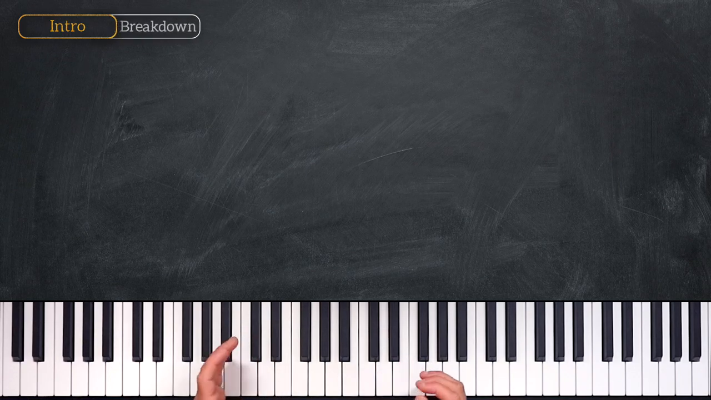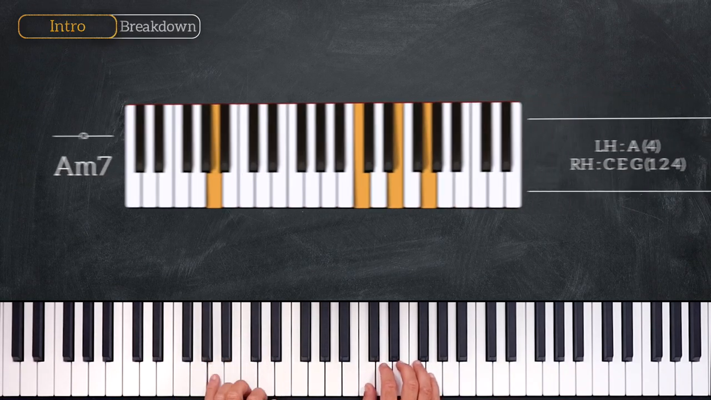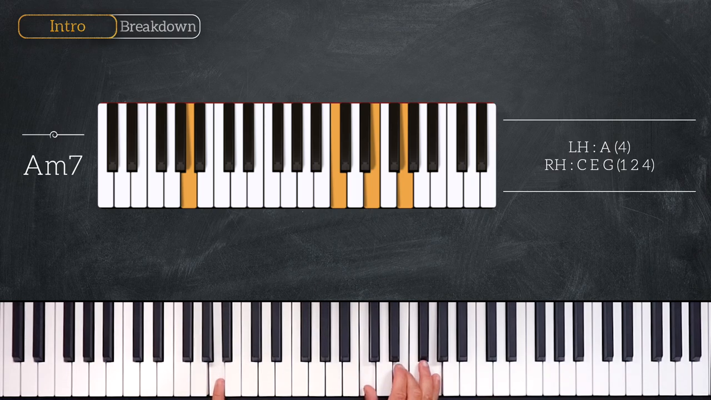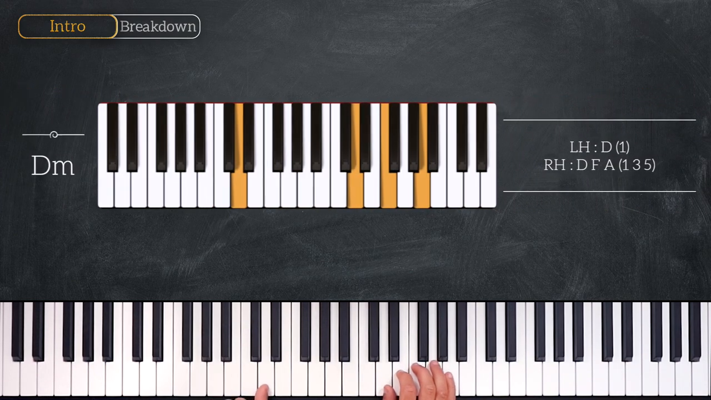We start on the third degree of the scale, playing this A minor 7. So we have A on the left, C, E, G on the right. Then we are going to play this D minor on the 6th degree, playing D on the left hand, D, F, A on the right.